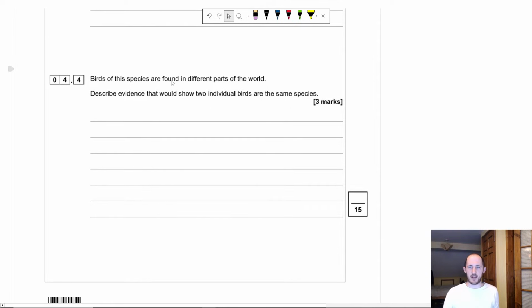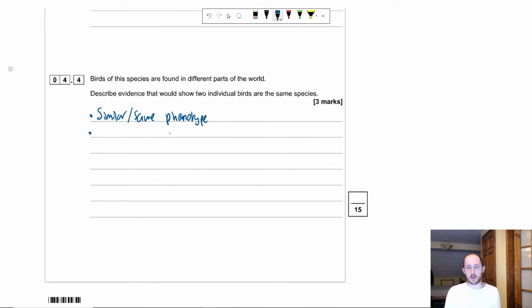Birds of this species are found in different parts of the world. Describe evidence that would show 2 individual birds are the same species. So the 2 things you want to compare when you're talking about species is something called phenotype, which is how something looks. So you can say similar or same phenotype. So again, that's how something looks. If you go across the wall and you see a 4-legged cute little animal that loves licking things, it's probably a dog, right?